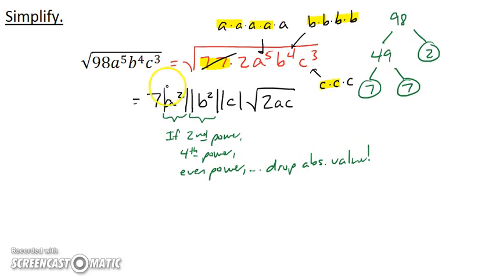And I'd like to see you do that. So the best answer here would be 7a squared b squared. I can't drop the absolute value around the c because it's an odd power. It's like c to the first, and then I should do square root of 2ac. And there is the best simplified answer.